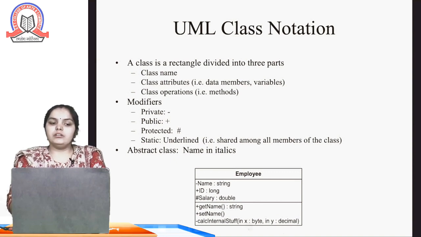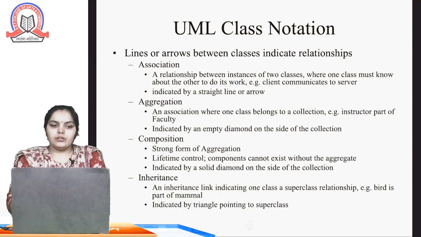Here we use different modifiers, for private and public. For public we use plus, for private we use dash, and hash is the protected modifier. Static members are underlined and shared among all the members of the class, meaning they are shared. And an abstract name is in italic.